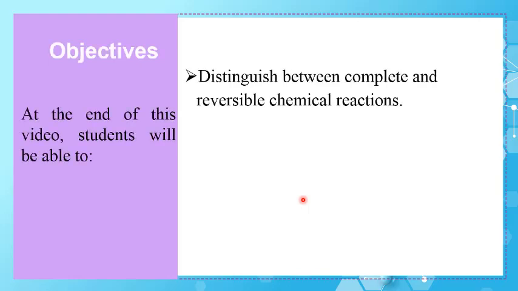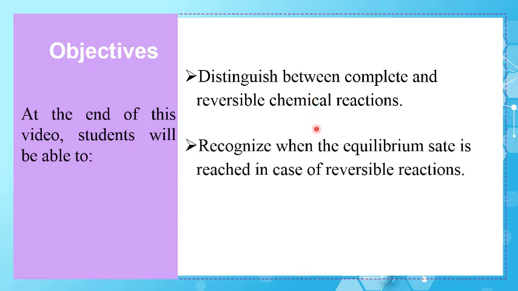Let's start with the objective. Actually, I will list only the first objective, which is to distinguish between complete and reversible chemical reactions. The second one we will talk about in the slides. Let's do a small introduction to introduce our lesson.